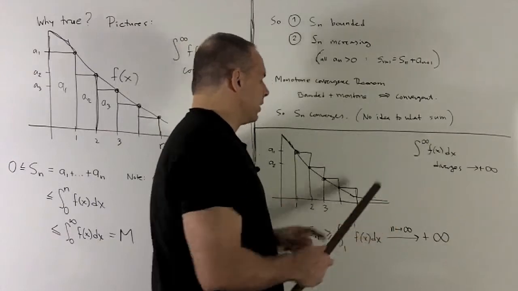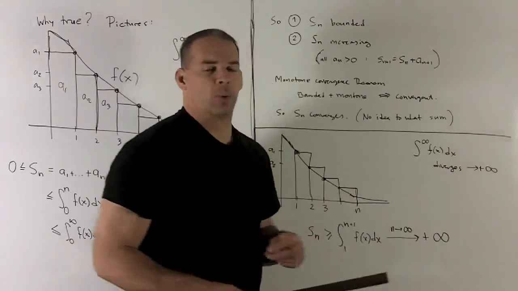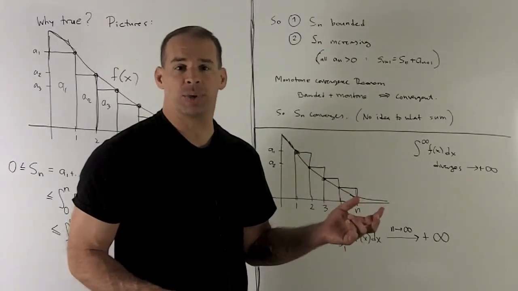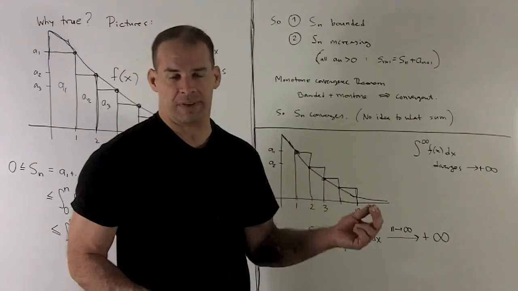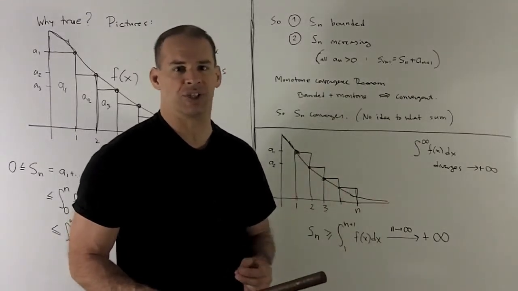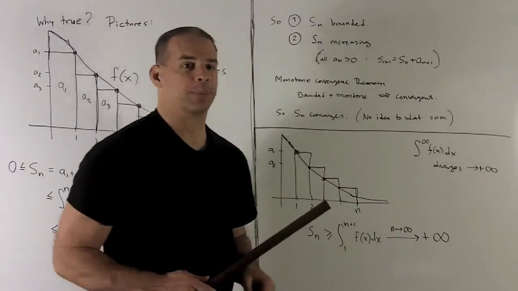Well, for this f, the numbers that we're looking at are always positive. And as I keep pushing out, we're just adding more positive area to our number. So the only way that this thing can diverge is to go off to plus infinity. It's not going to do any weird oscillation. It's just going to get bigger, bigger, bigger as I keep adding more stuff on.